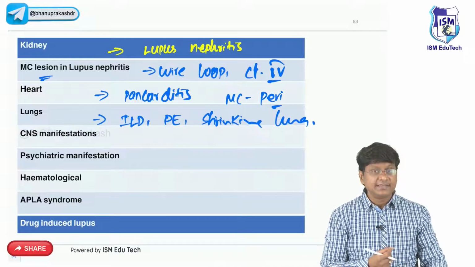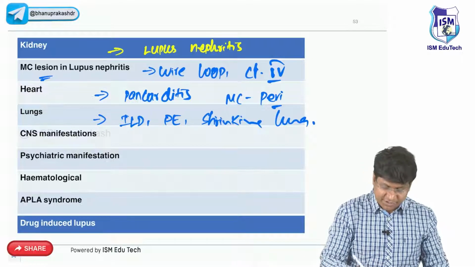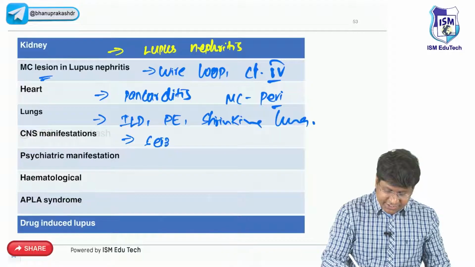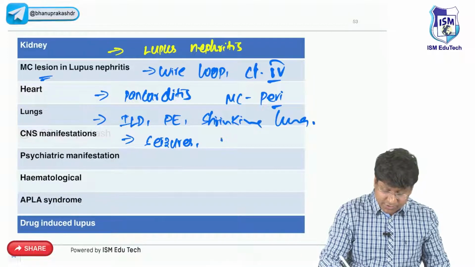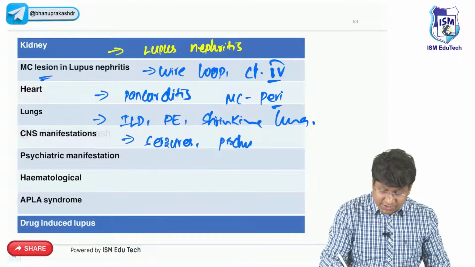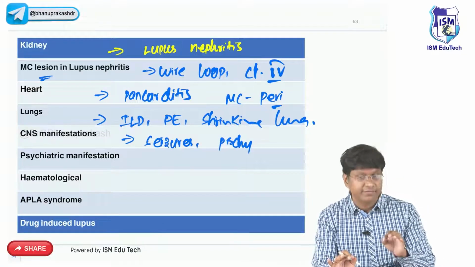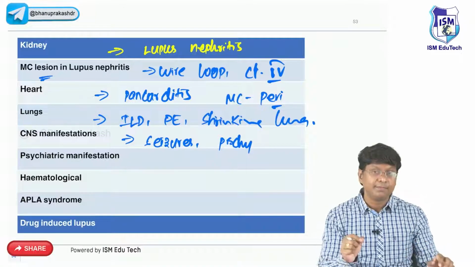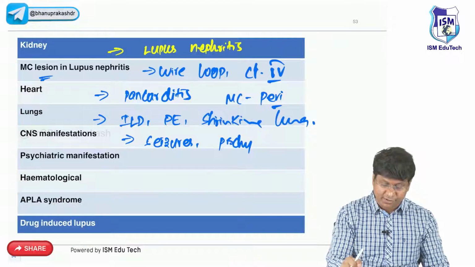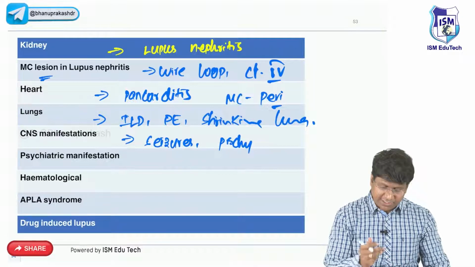Then what will be the CNS manifestations? The CNS manifestations will be in the form of seizures as well as psychosis. Seizures and psychosis are one of the very important areas where we need to stress upon. Why? Because you have antibodies which are responsible for CNS manifestations. What are those? I will discuss.